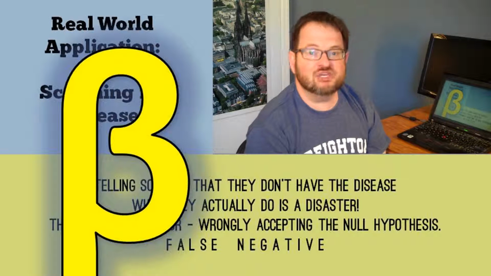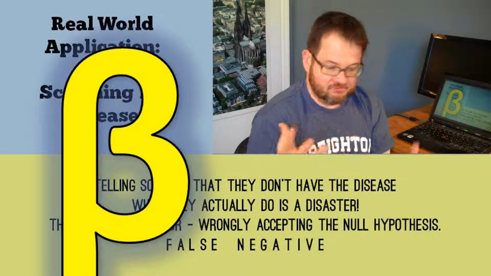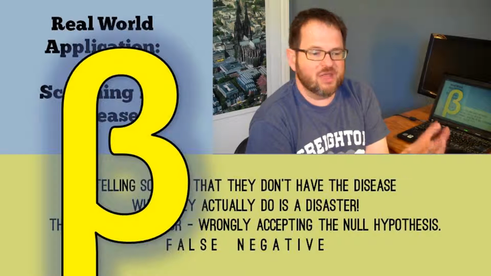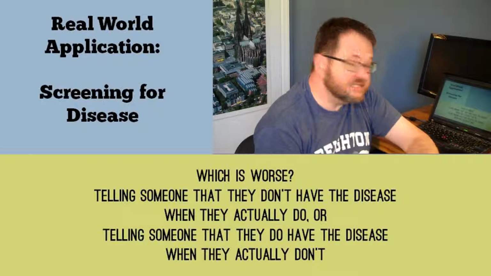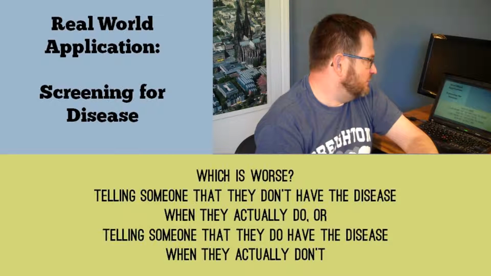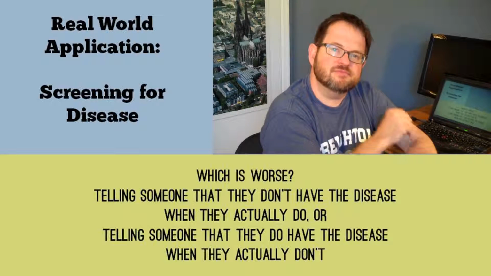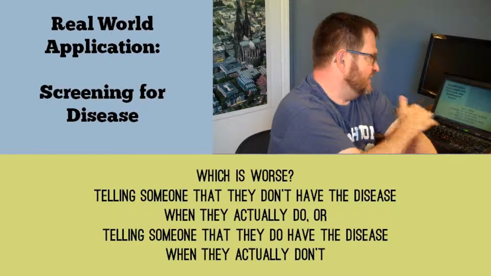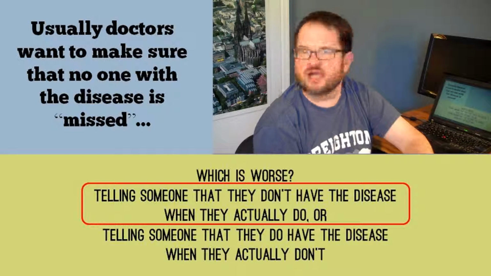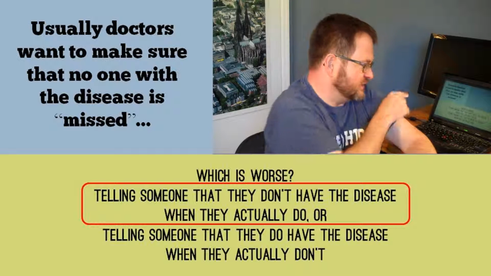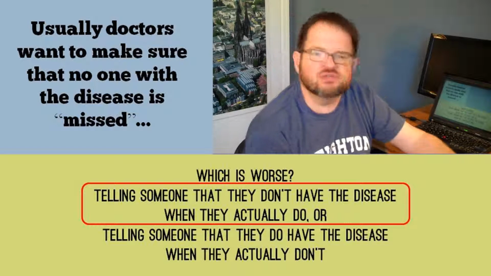We need to find ways to manage alpha and beta and figure out which of these errors is worse. Because we can't get rid of these errors, we have to manage them. We have to decide which of these kinds of errors is a bigger deal. Which is worse? Telling someone they don't have the disease when they actually do? Or telling someone that they do have the disease when they actually don't? Well, I can tell you that doctors have made that decision. They have decided that the one I've circled there is worse. Telling someone you don't have a disease when you actually do, doctors don't tolerate that. They'd much rather risk the other one, telling you you do have the disease when you don't, and then they'll do another test and then they'll tell you on the second test, oh, it turns out you're fine.